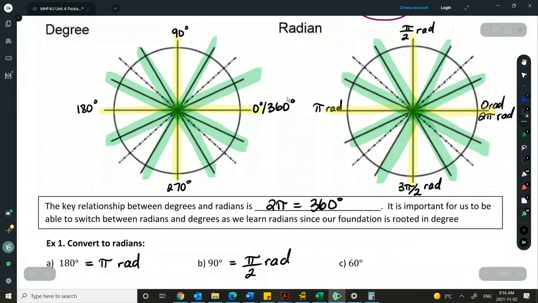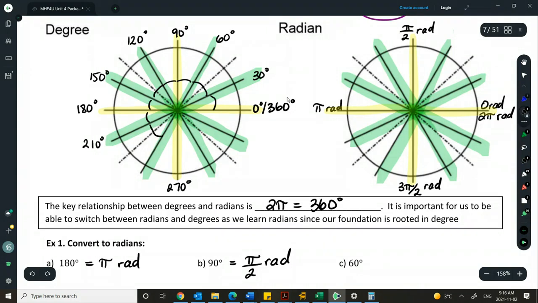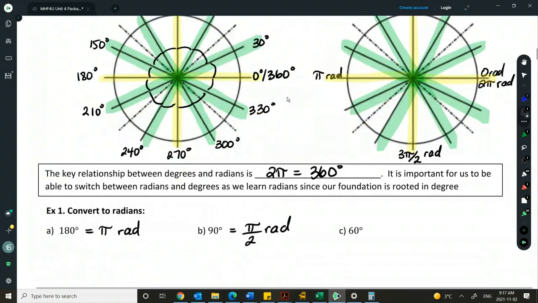And all of these go up by 30s. So this is 0, 30, 60, and then 90, and then 120, 150, 180, 210. I'm ignoring the dotted lines right now, okay? 240, another 30 degrees is 270, then 300, then 330. And of course, we go all the way back around to 360 here. So this is all counting up by 30 degrees.